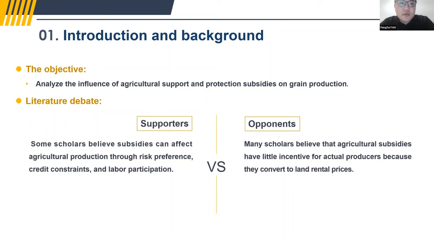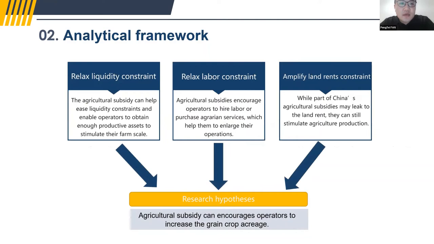The second part is the analytical framework. In general, the imperfection in credit, labor and market always constrains the production decisions of farmers. Agriculture subsidy is usually used to stimulate agricultural production. Firstly, the subsidy can help relieve the farmers' liquidity constraints and stimulate the farm scale. And secondly, the subsidy encourages farmers to hire labor or acquire agriculture supplies, which helps them to enlarge their operations.